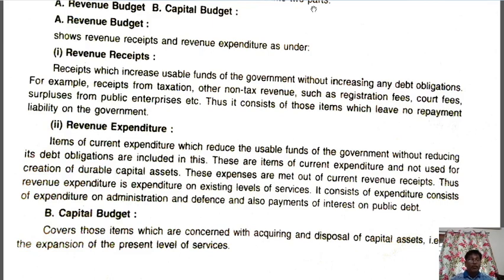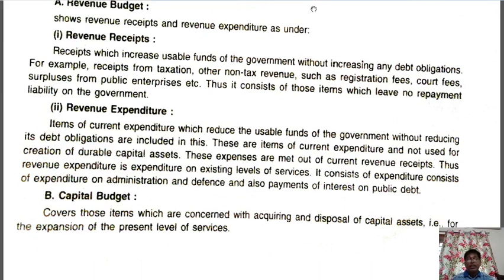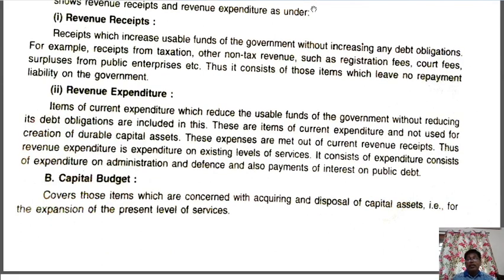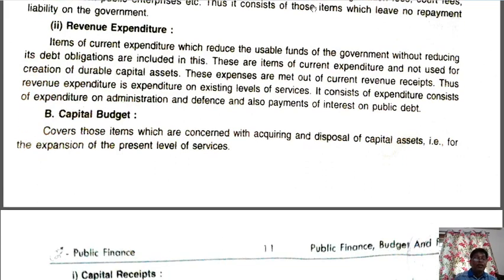And the revenue expenditure. The items of current expenditure which reduce the usable funds of government without reducing its debt obligation are included in this. These are items of current expenditure and are not used for the creation of durable capital assets. These expenses are made out of current revenue receipts. This revenue expenditure is expenditure on the existing level of services. It consists of expenditure on administration and defense, and also payment of interest on the public debt.